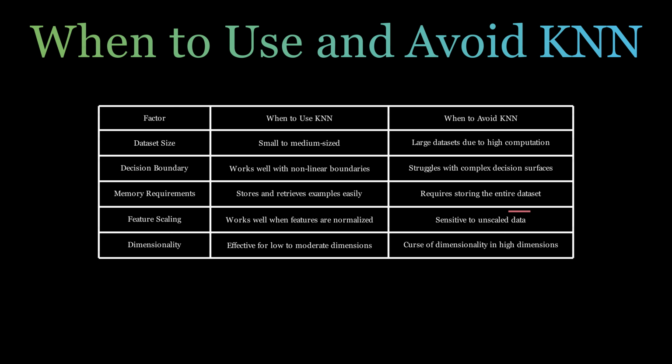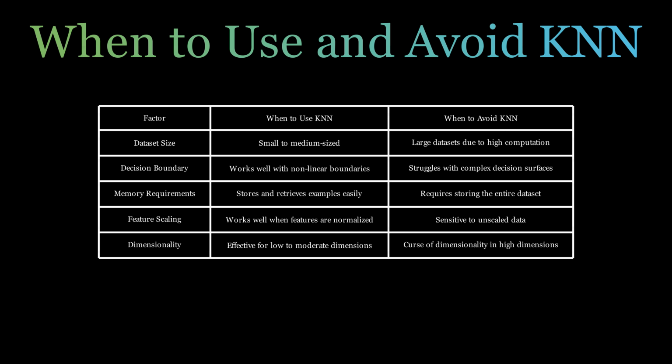Feature scaling is another crucial factor. KNN requires normalized features for accurate distance calculations. Otherwise, large-scale features can dominate predictions. Finally, let's discuss dimensionality. KNN is effective in low to moderate dimensions but suffers in high-dimensional spaces due to the curse of dimensionality.